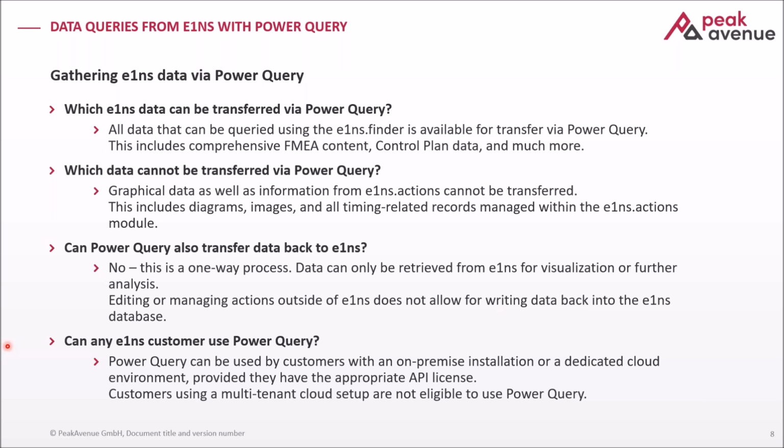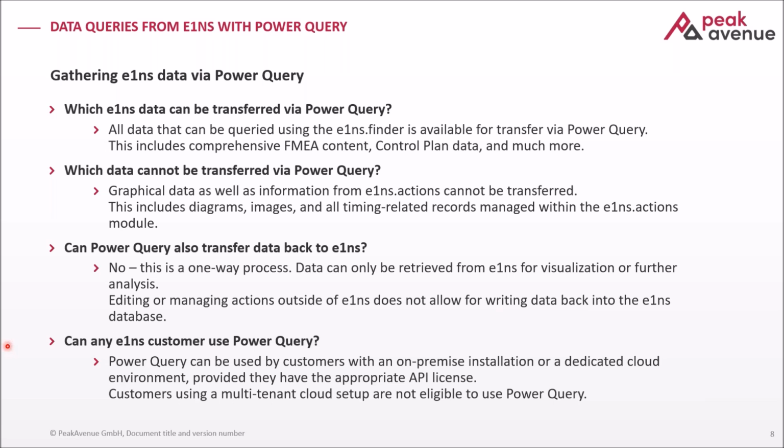Which data cannot be transferred? Unfortunately, there is also something that we cannot transfer. Basically, these are, for example, milestones or timing information from e1ns actions. All the diagrams, images, timing-related stuff, and furthermore also the graphical process flow from e1ns flow, as well as the graphical representation of the structure via e1ns aspects, can also not be transferred.